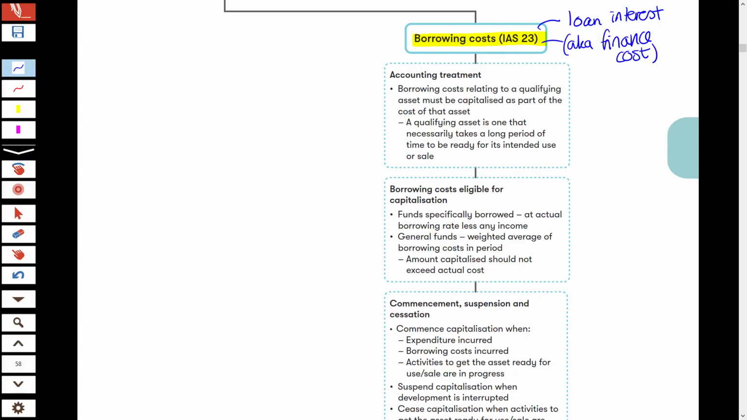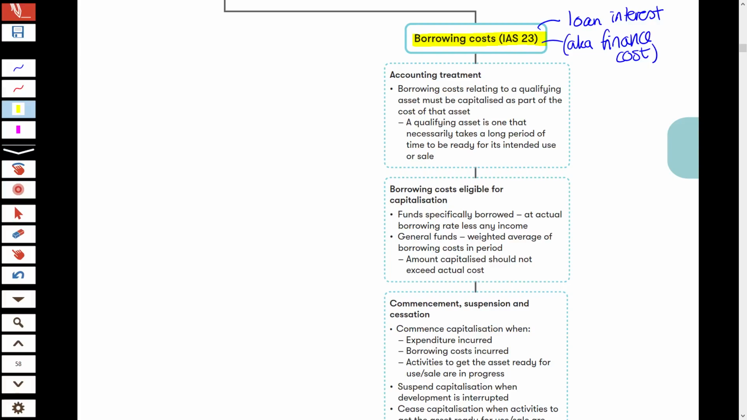So why are we talking about loans and finance costs when we're talking about assets? Well, when we capitalise an asset, we can include any costs related to that asset that were necessarily incurred to make that asset ready for use. So as part of that, certain qualifying assets can capitalise borrowing costs.